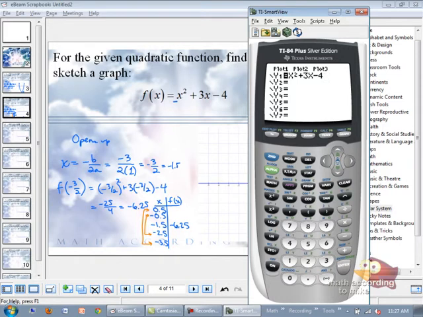So you want to go to second, table set. Table set is above window. First off, table start says, where are you starting your table? Well, our smallest value here is technically negative 3.5. So we're going to start our table at negative 3.5. Make sure you use the negative sign that's next to the decimal point.